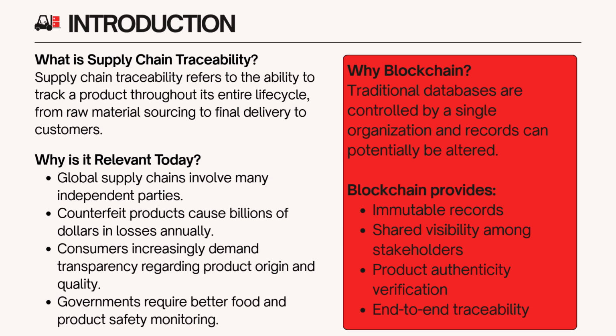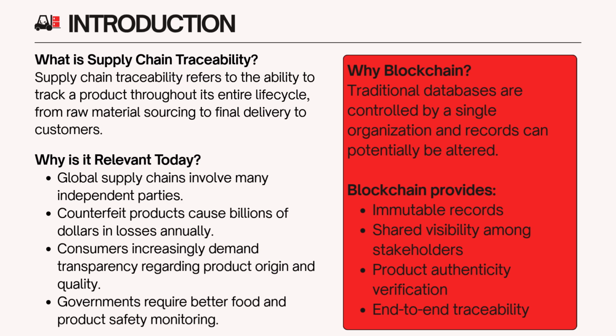Why is this so relevant today? First, modern supply chains involve dozens of independent parties who don't necessarily know or trust one another. Second, counterfeit products are a massive global crisis causing billions of dollars in losses annually. On top of that, modern consumers demand absolute transparency about product origin and quality, while governments worldwide are tightening regulations on food and product safety monitoring. We need a system that can handle these pressures.